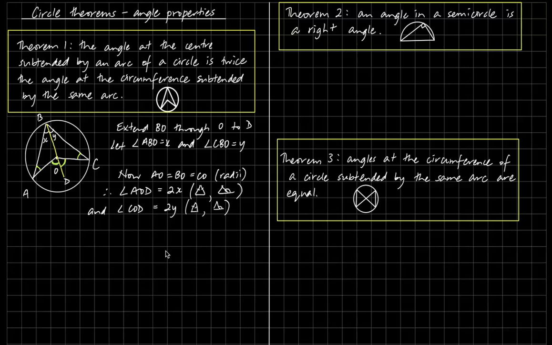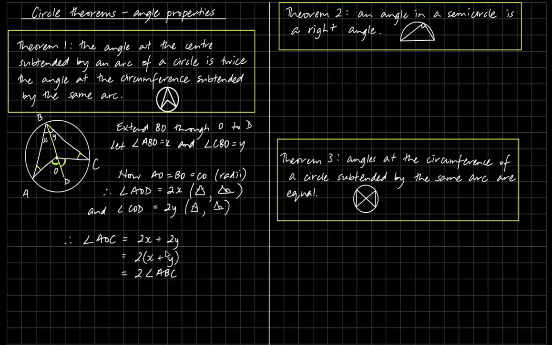Alright, so what we have then is that if we were to say the entirety of angle AOC, which is that external angle, so AOC is equal to 2x plus 2y, well that's equal to 2 lots of x plus y, which is 2 times angle ABC. Alright, so the angle at the center, which is 2x plus 2y, is equal to 2 lots of the angle at the circumference, which is just x plus y. Alright, that's the first one.